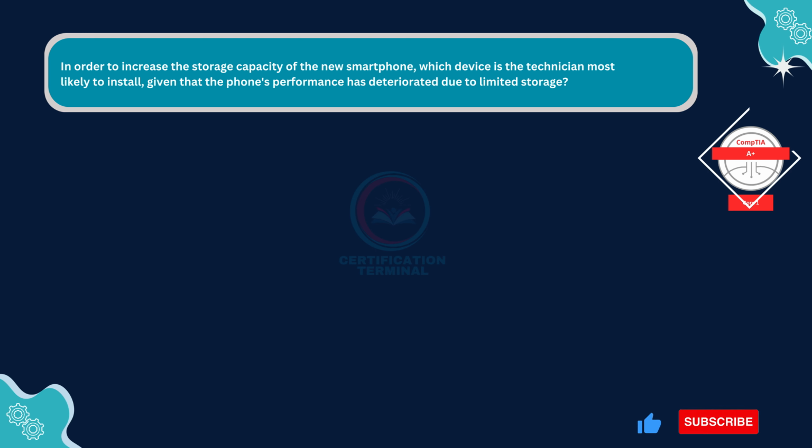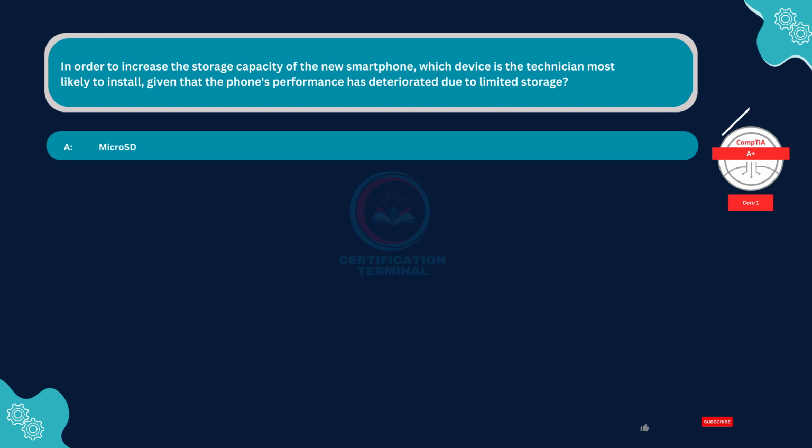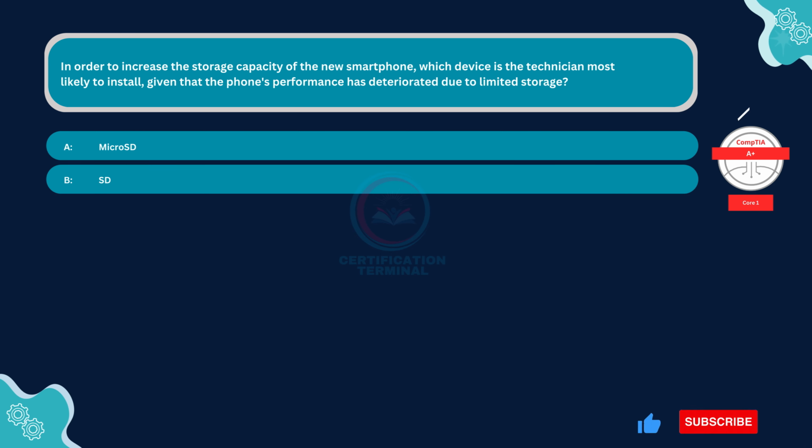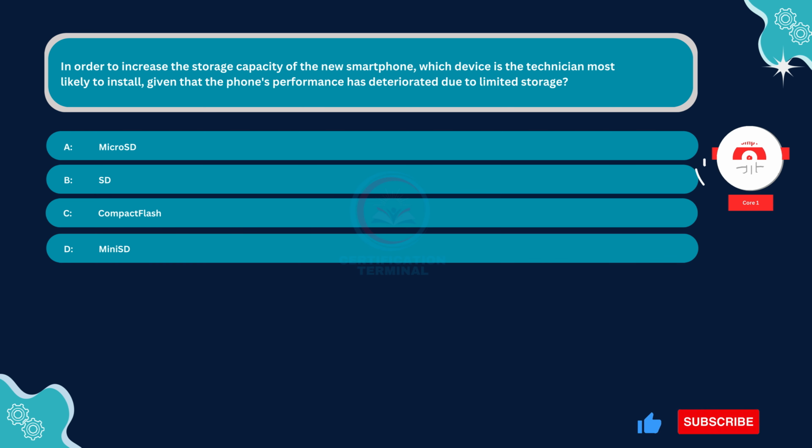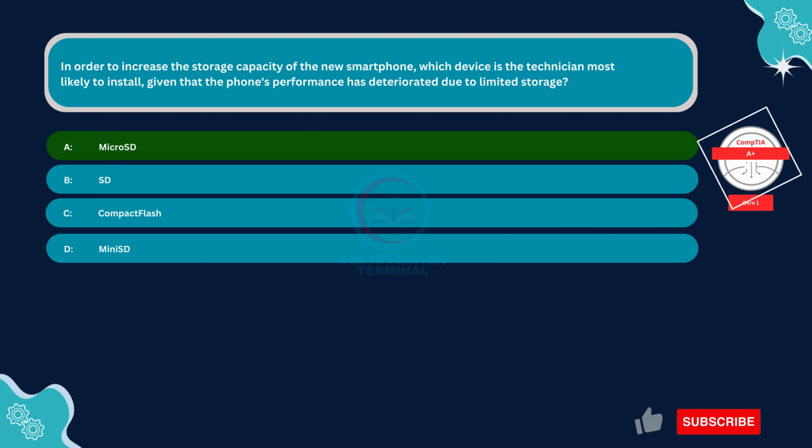Next question. In order to increase the storage capacity of the new smartphone, which device is the technician most likely to install, given that the phone's performance has deteriorated due to limited storage? Option A, micro SD. Option B, SD. Option C, compact flash. Option D, mini SD. The correct answer is option A, micro SD.